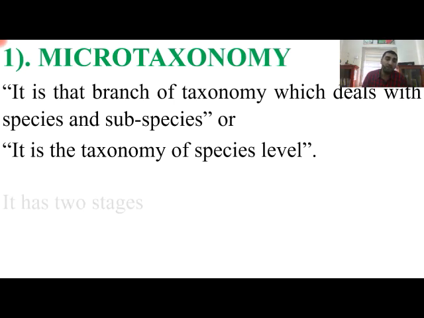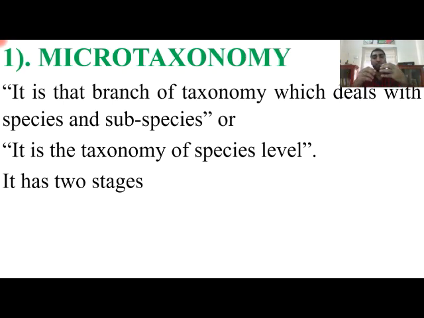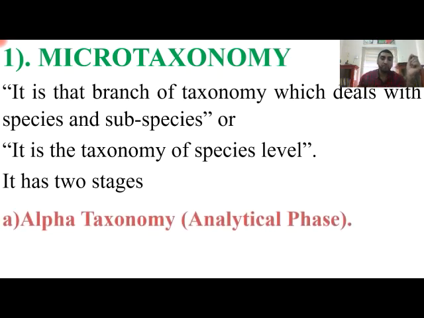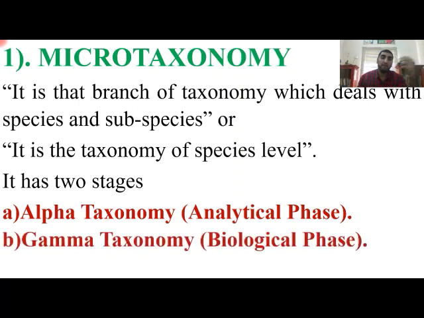Both of the taxonomies, microtaxonomy and macrotaxonomy, have certain stages. There are two stages in microtaxonomy. Number one is alpha taxonomy, or the analytical phase or analytical stage, and gamma taxonomy, that is the biological stage or biological phase. And macro taxonomy is divided into only one phase or stage, that is beta taxonomy. We will study that later on. First we have to understand what the alpha phase and the gamma phase are, what the analytical phase is, and what the biological phase is. These are a bit tricky, so concentrate and please be attentive.